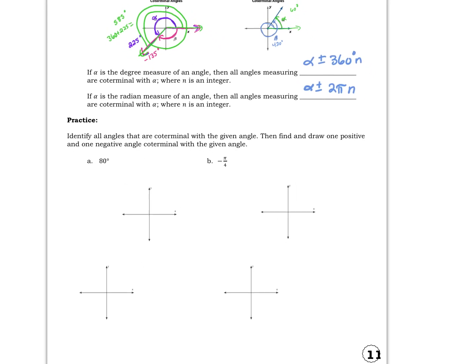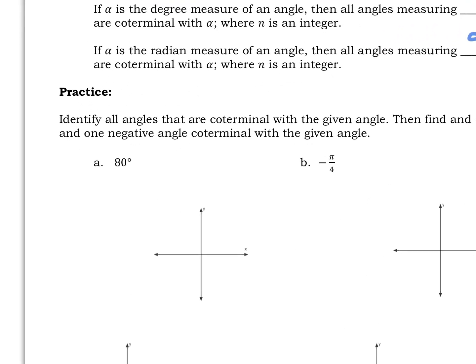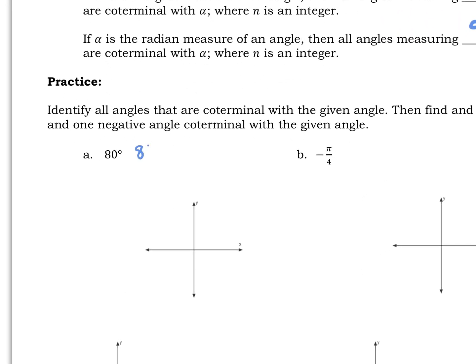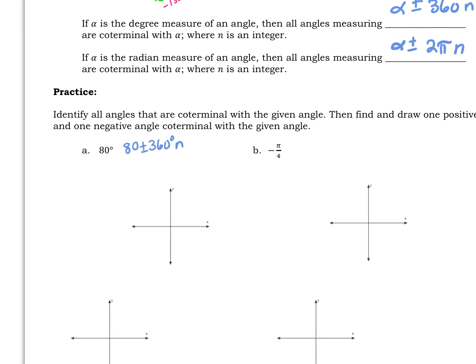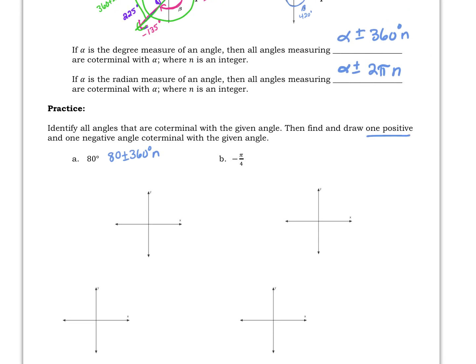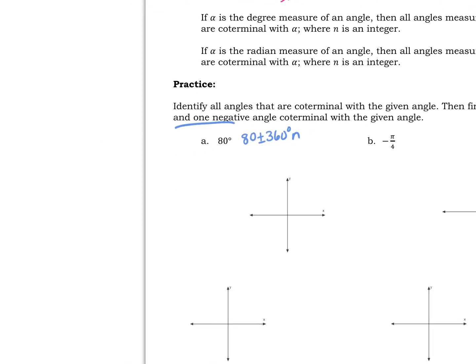So it says, identify all angles that are coterminal with the given angle. So in other words, this 80 degrees, it would mean we would say 80 plus or minus 360 degrees times n. That would be identifying all of the angles that are coterminal with that. But then it says, then find and draw one positive and one negative angle coterminal with the given angle. Okay, so first thing, I want you to think about where 80 degrees would be. What's 80 degrees going to look like? So 80 degrees would be about like this, right? So this is 80 degrees.